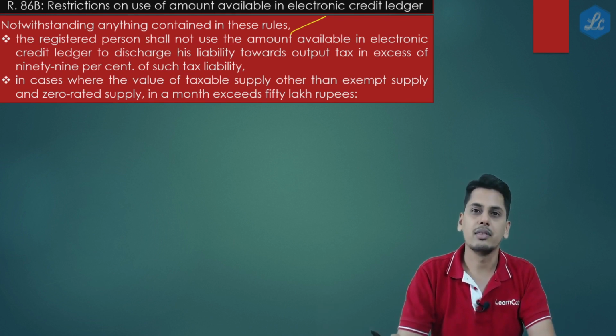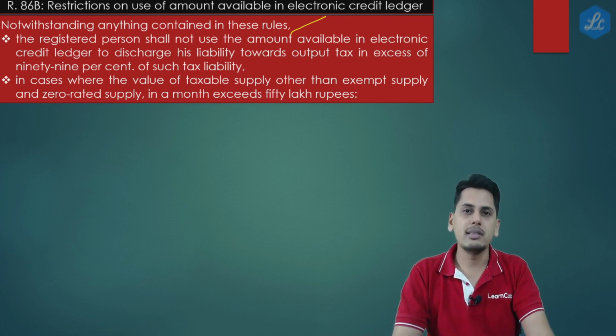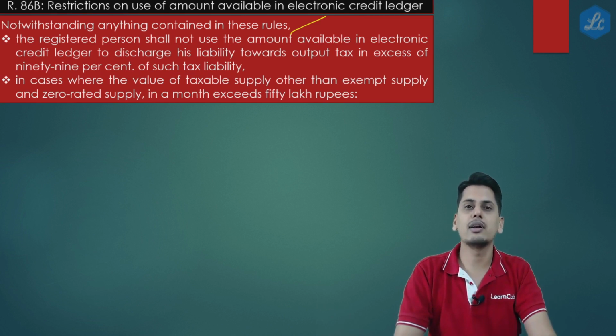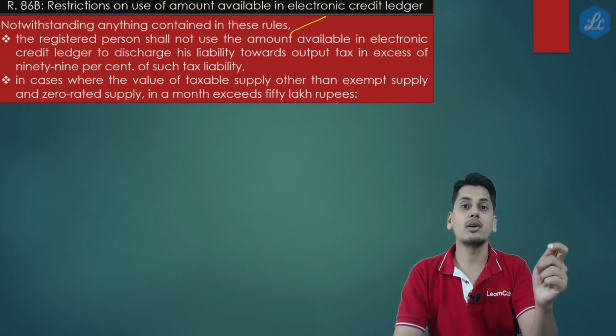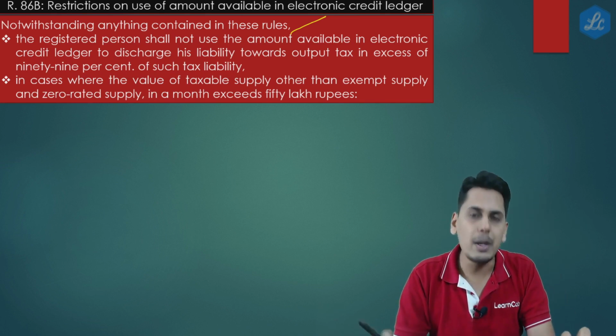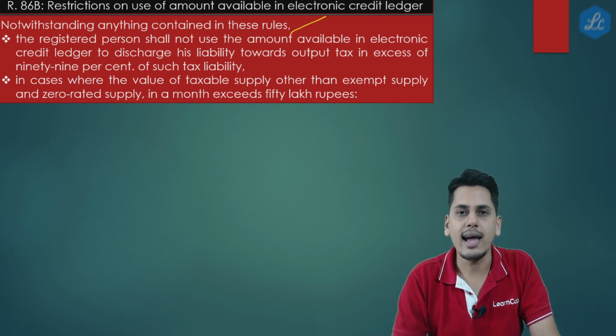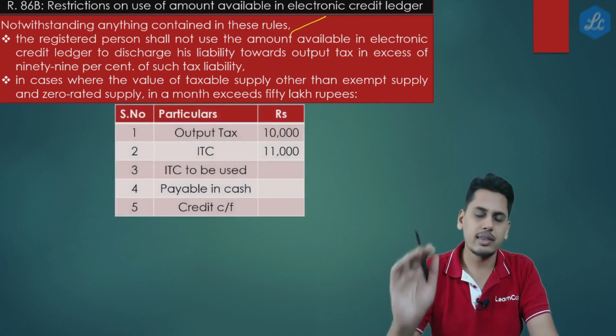in a month, then for that particular month, input tax credit will not be utilized. You cannot utilize input tax credit over and above 99% of the output tax liability. Let's have a look at the example.